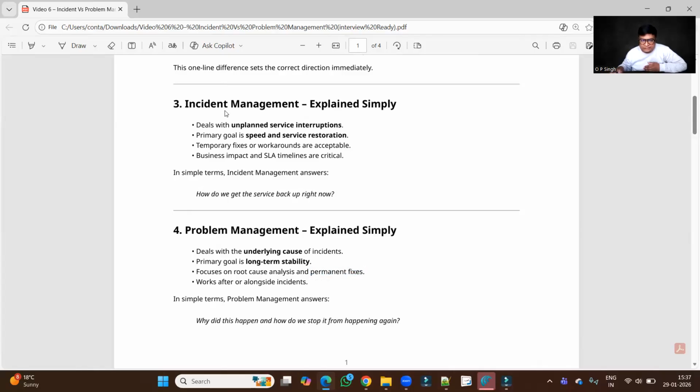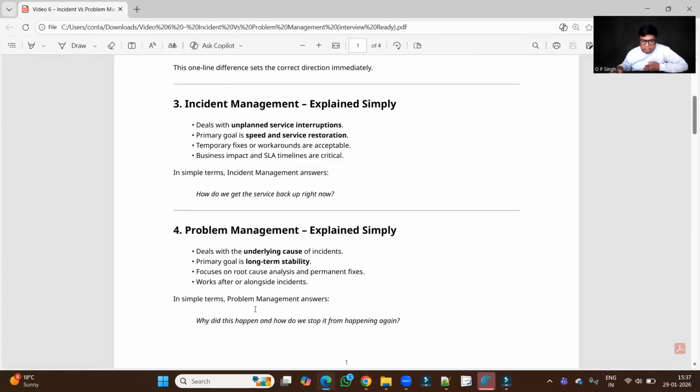In incident, business impact and SLA timelines are very critical because the business is completely down. If the service is not working, then all applications and utilities associated with that particular service are not working, which means the business impact is direct. There is no money-making at that time. That's why SLA timelines and business impact are very critical.